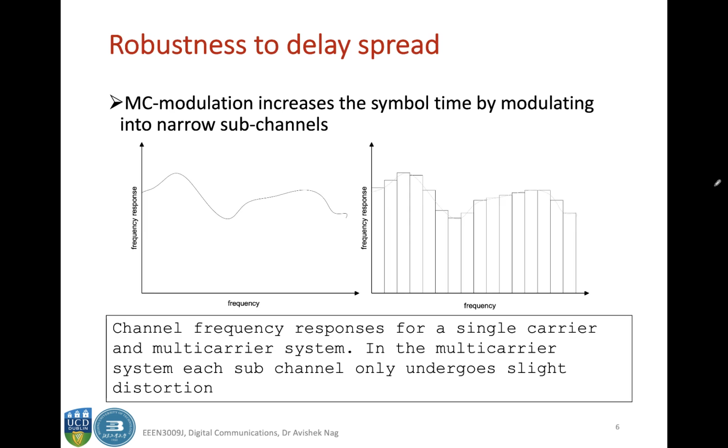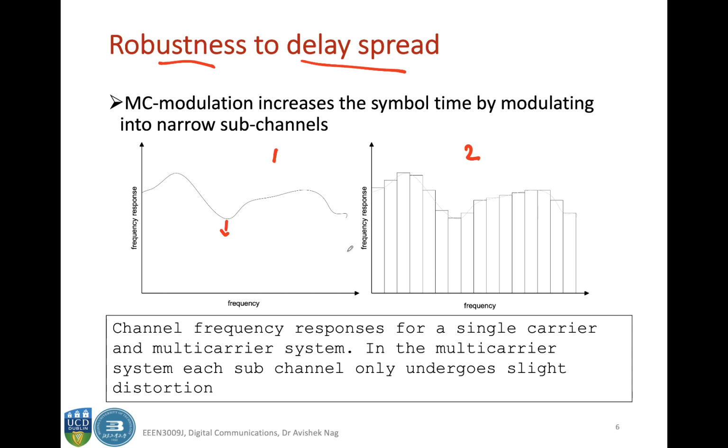So now the concept becomes a little deeper: why is OFDM robust against this delay spread? If you look at these two figures, figure 1 and figure 2, multi-carrier modulation increases the symbol time by modulating into narrow subchannels. Let's say this is the entire channel frequency response, and you have a dip here, so here you have more fading than here.